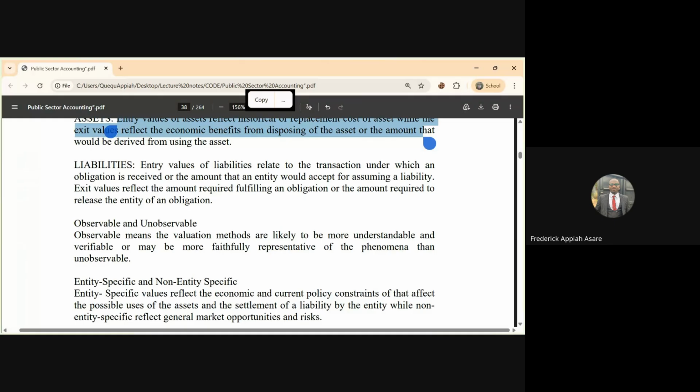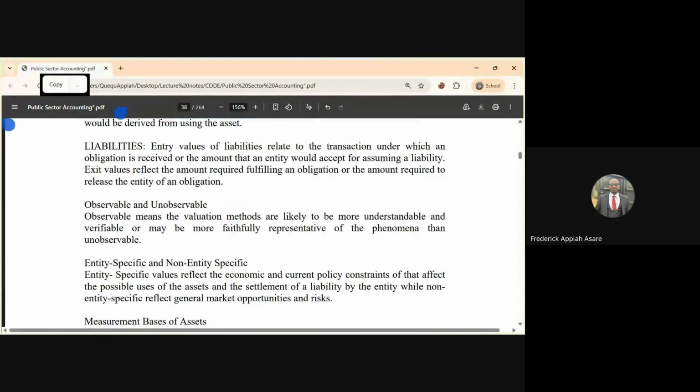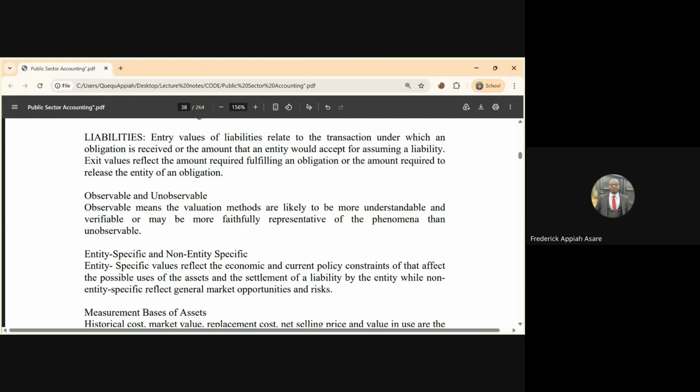For liabilities also, entry values relate to the transaction by which an obligation is received, or the amount that an entity would accept for assuming the liability. So that one also, the entry value is how much was paid when they were doing the transaction, which will lead to the present obligation.